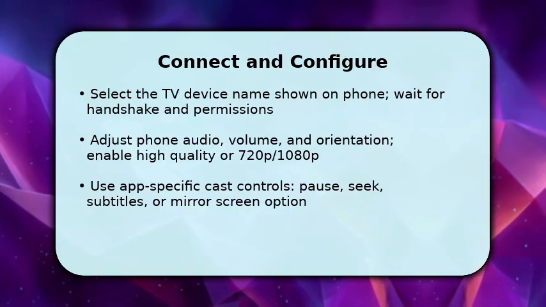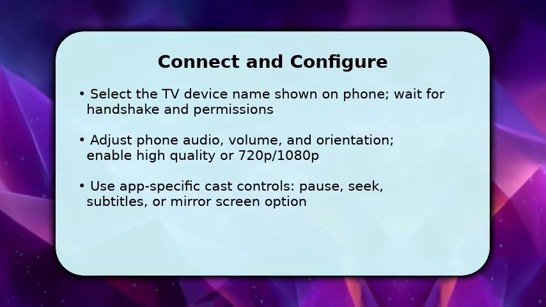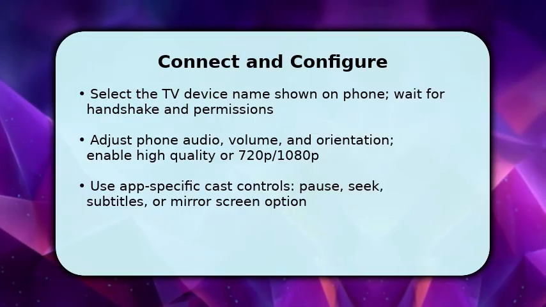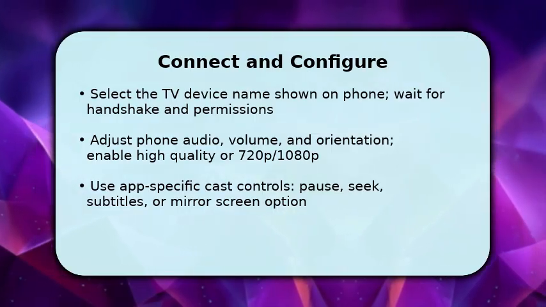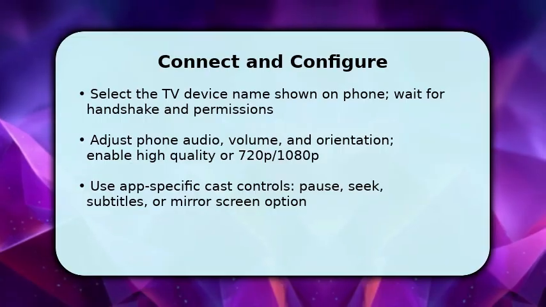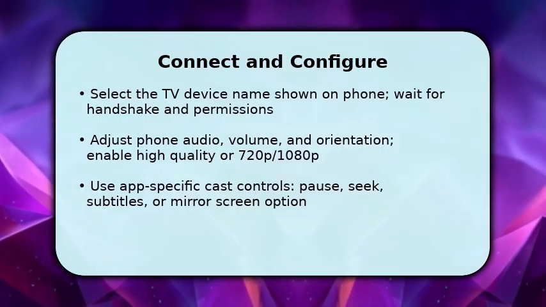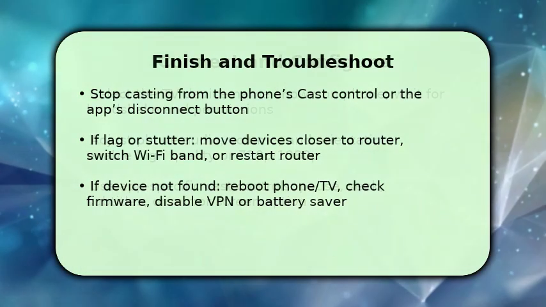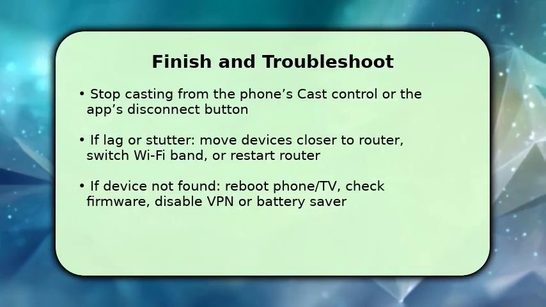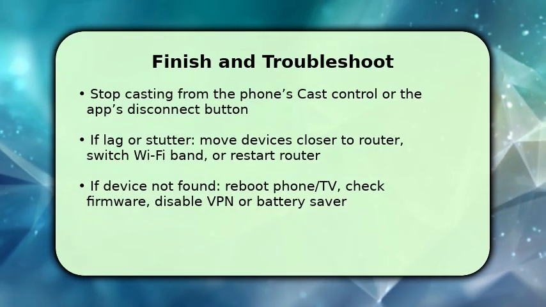Make sure the app's cast controls are used for playback and subtitles rather than the phone's play buttons when possible. If you need full screen duplication, choose Screen Mirror. Otherwise, cast the app. To finish, stop casting from the phone's cast control or hit the app's disconnect button. This cleanly releases the TV receiver.